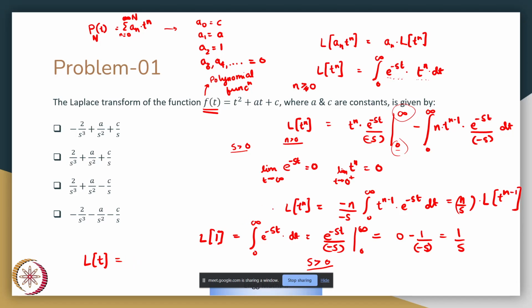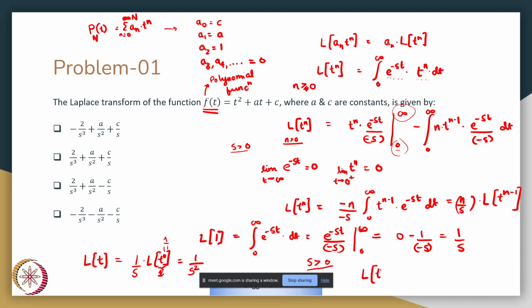which is t raised to 1. So n becomes 1. So 1 by s Laplace transform of t raised to 0, which is nothing but 1. So t raised to 0 equals 1. So Laplace transform of 1, as we know, is 1 by s. So Laplace transform of t becomes 1 by s square.